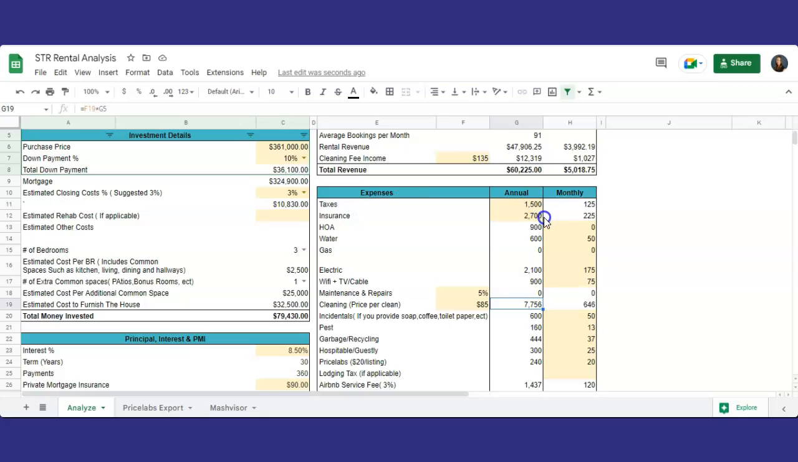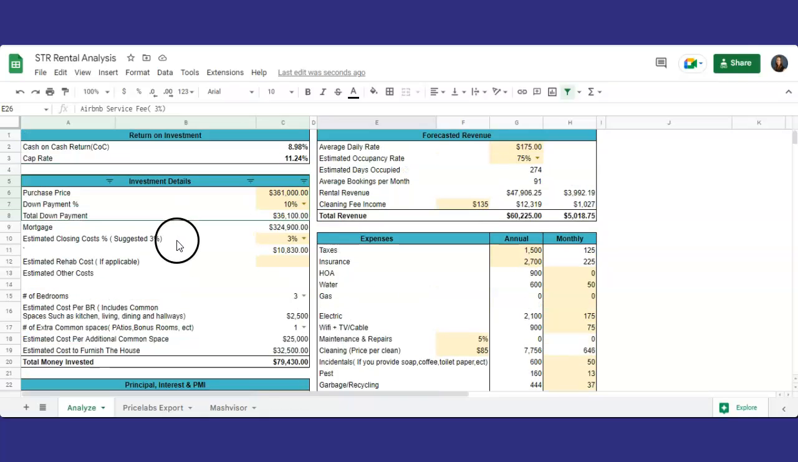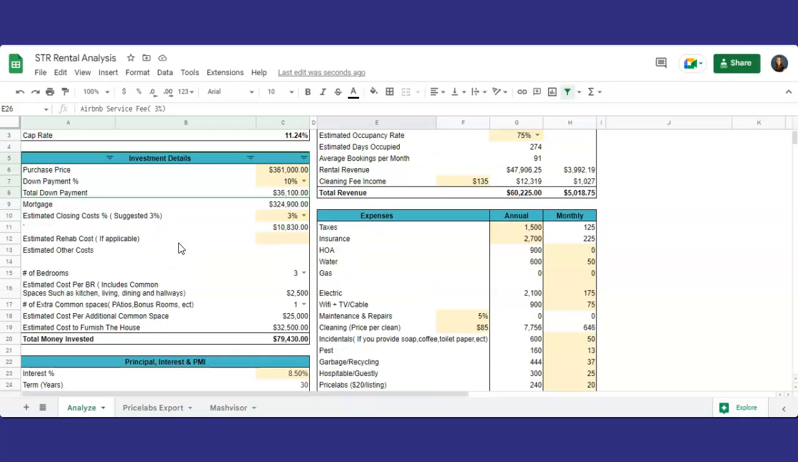And then on the expenses side, you have your regular standard expenses: taxes, insurance, and then you have all the utilities, your maintenance and repairs, and you have your cleaning fees. And then here you can start seeing I added Hospitable, which is the management software, PriceLabs, which is the smart pricing. Then you have lodging tax if it applies to you, and then you have the Airbnb fee. So these are things that you want to take into account when you are analyzing a short-term rental.